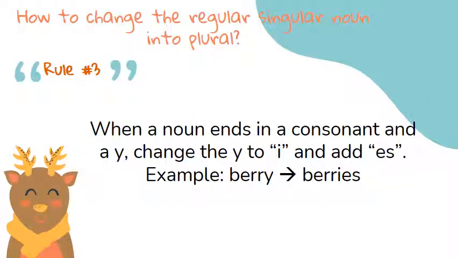Rule number 3 for changing the regular singular nouns into plural: if the noun ends in a consonant and then y, you have to change the y to i and add es. Okay, it's something familiar to you. So any noun that ends with y and it's a regular singular, where the y is preceded by a consonant letter, you have to cross out the y and add ies.